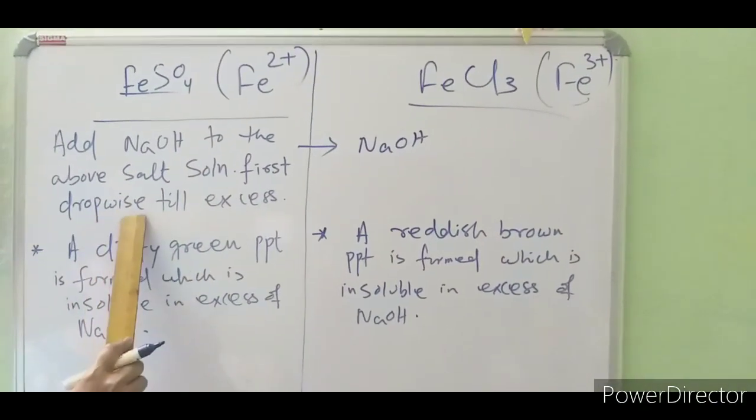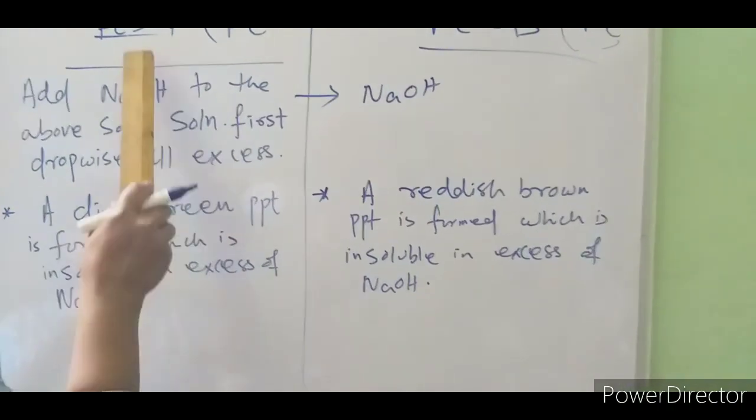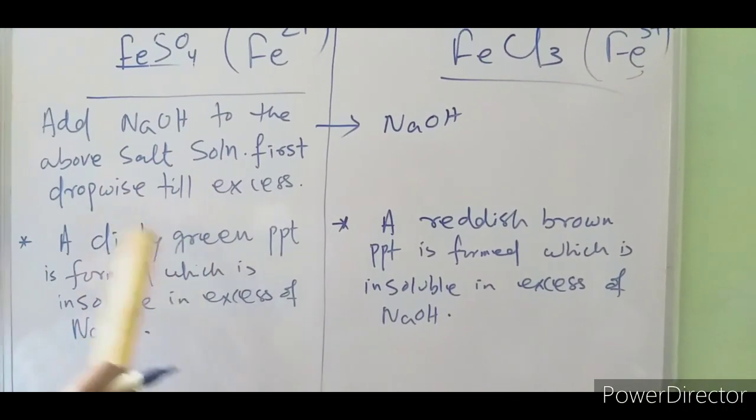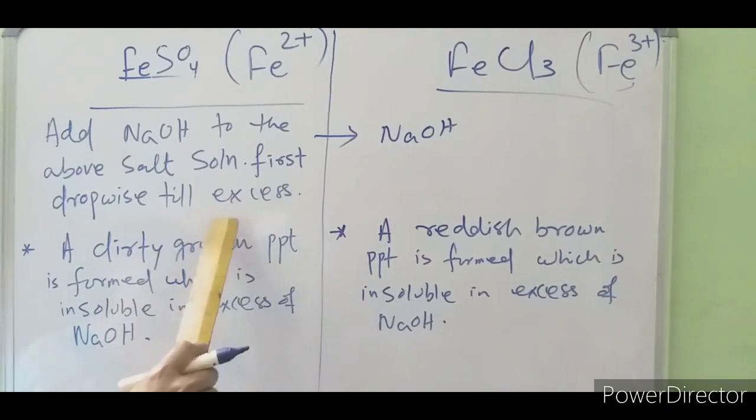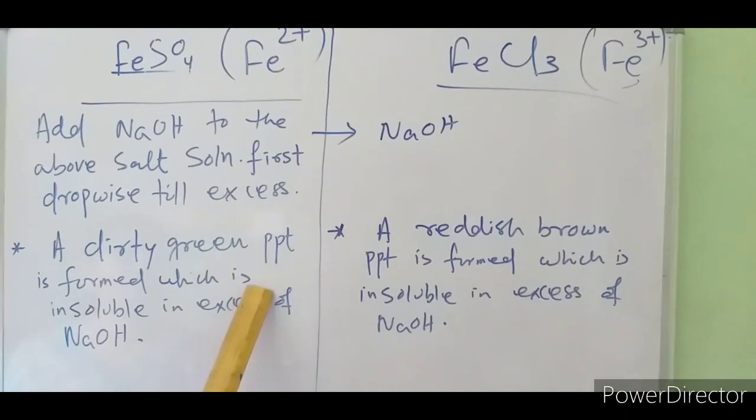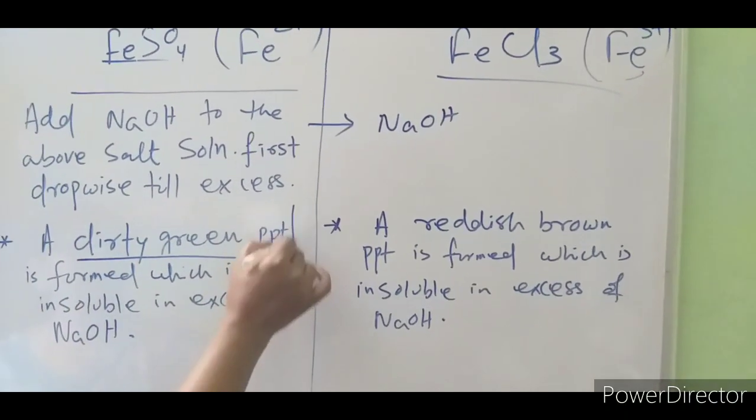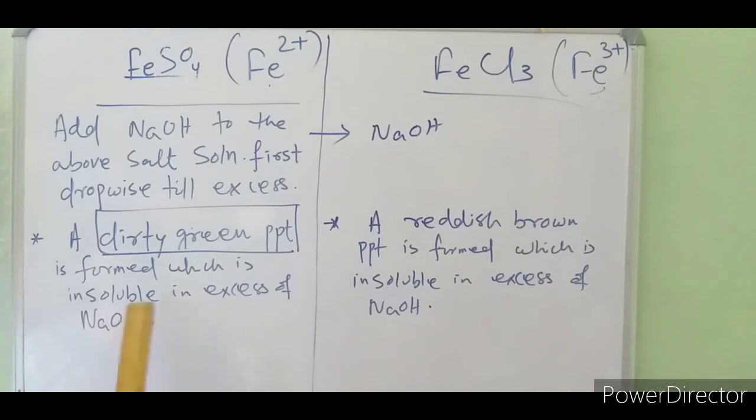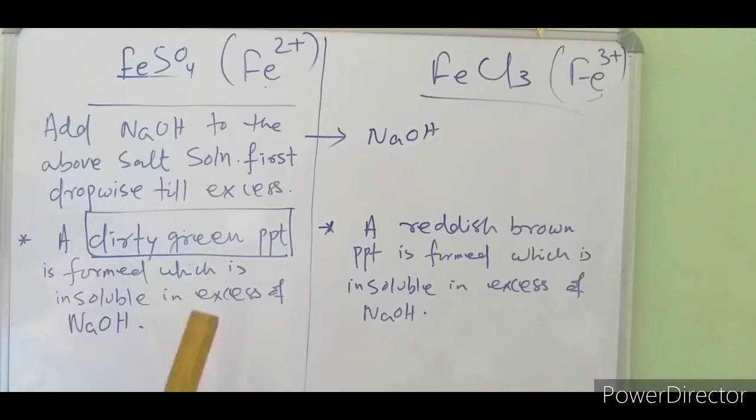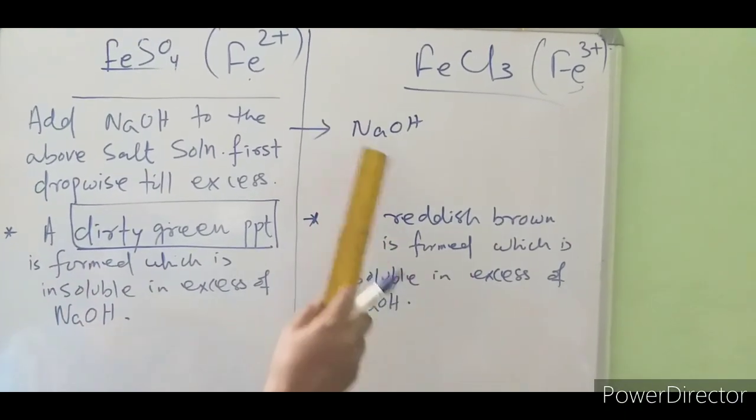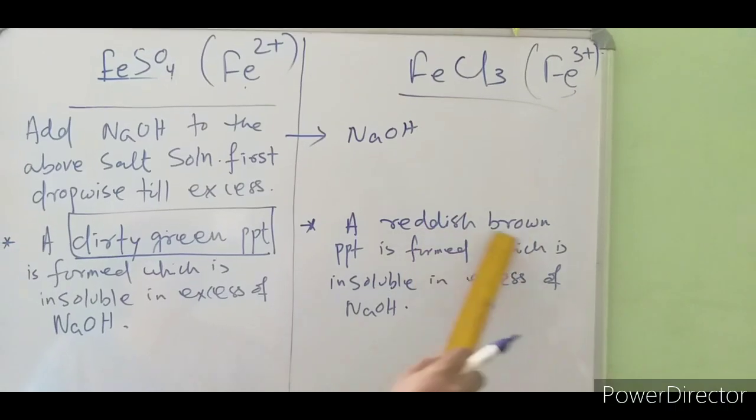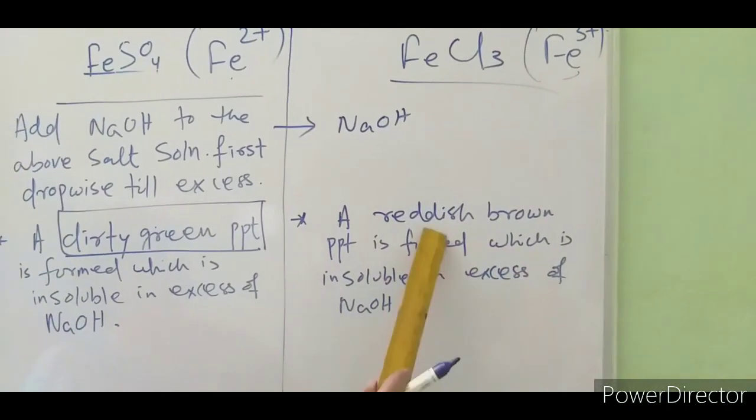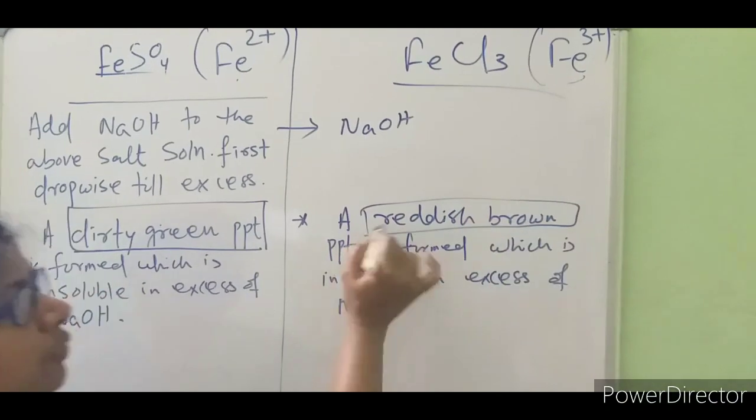And here first of all we will add it dropwise till excess. Means in a test tube if you are taking FeSO4 solution, first add a few drops of NaOH. After that we will see what changes occur. After that we will add a larger amount of NaOH solution. So what do we see in the first case? A dirty green precipitate is formed for Fe2+, which is insoluble in excess of NaOH. However much more NaOH you add, this dirty green precipitate will not dissolve. But in the other case, when you add a few drops of NaOH, a reddish brown precipitate is formed. When you add excess NaOH, this reddish brown precipitate does not dissolve. Okay, so this is the distinction.